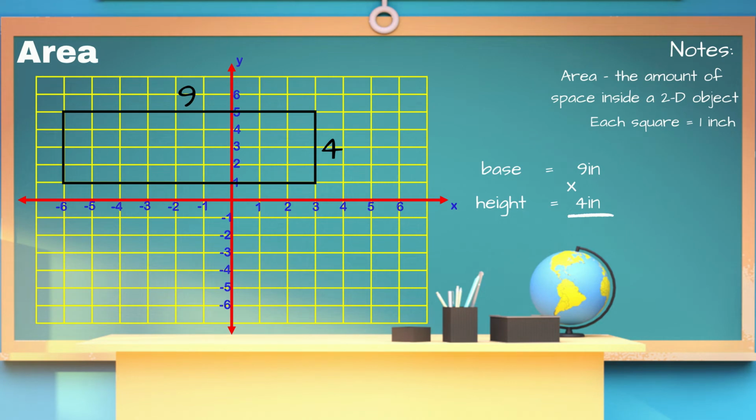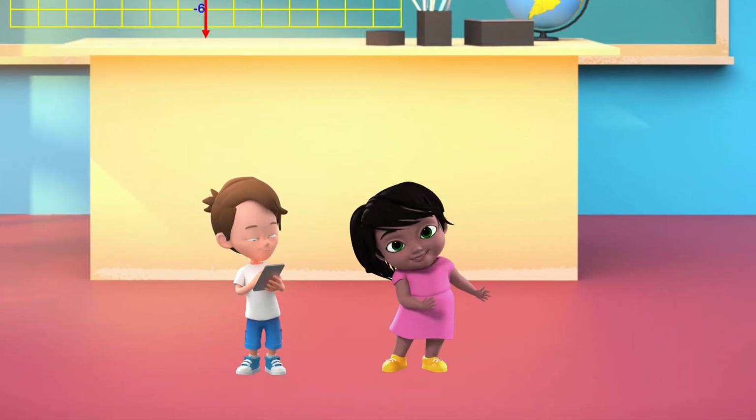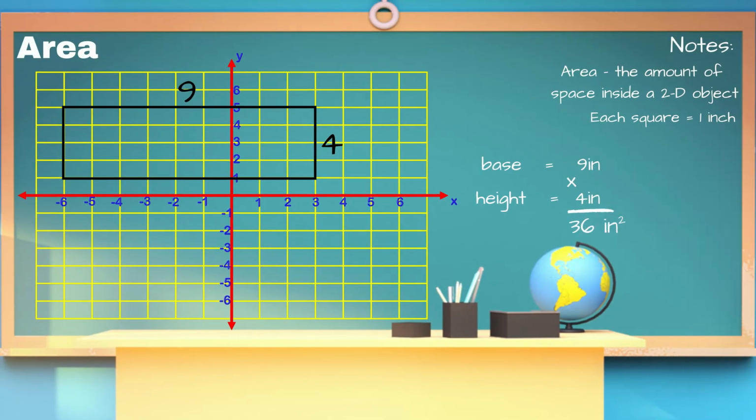So can anyone tell me what 9 inches times 4 inches is? 36 inches squared. That's correct. We just have to multiply base times height.